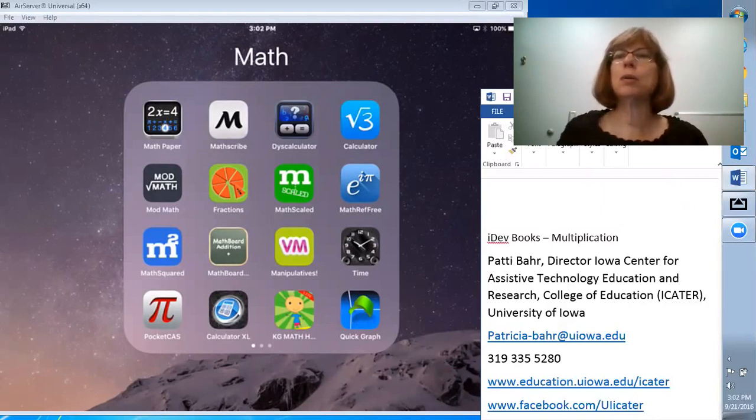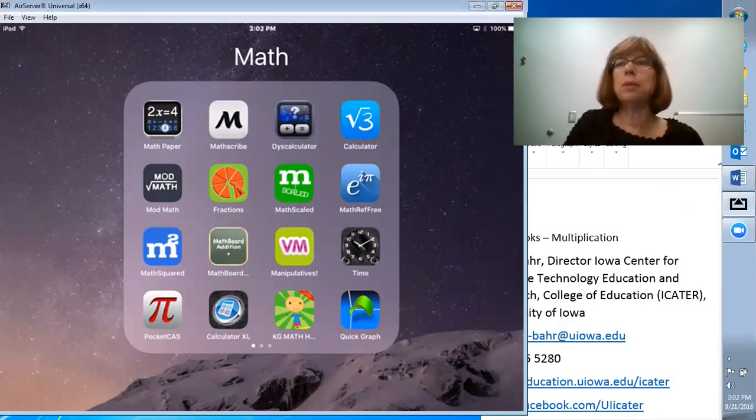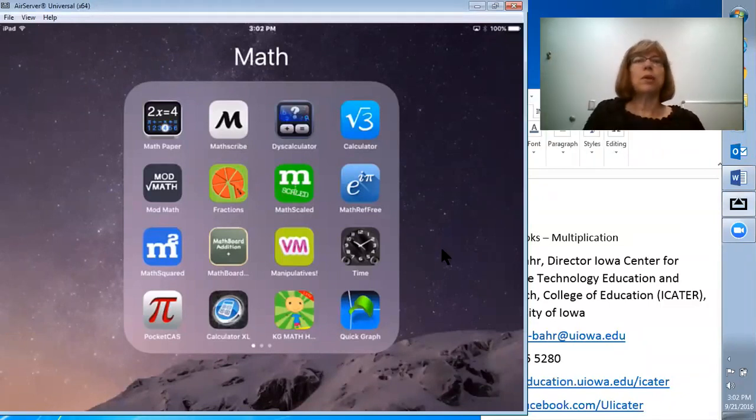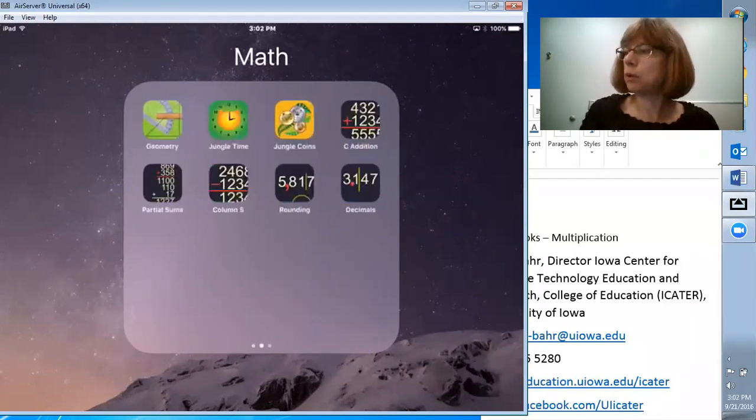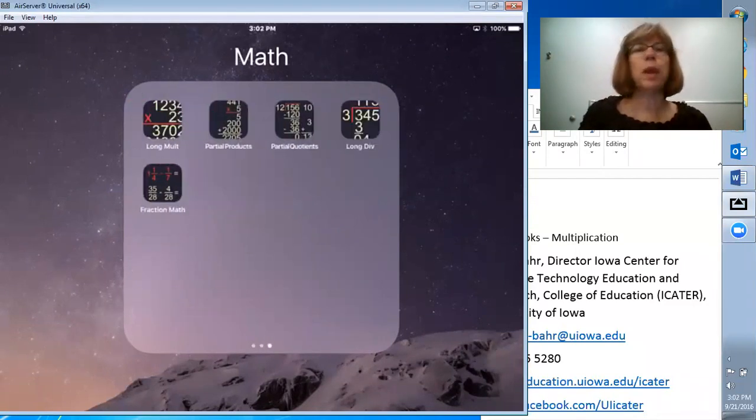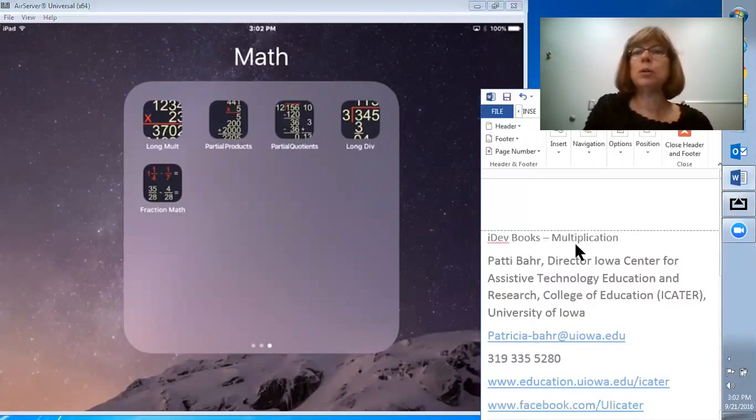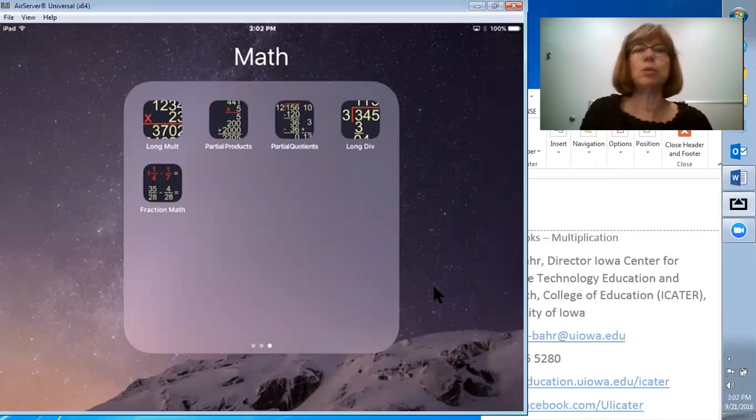Today I wanted to talk about some math apps, and I'm going to look at my iPad over here. I've got my math apps, and the one I want to look at is on multiplication. These are from iDev Books. I have two that talk about multiplication: one is long multiplication, and the other is partial products. We're going to look at those two today. They're fairly similar, but you can take a peek.